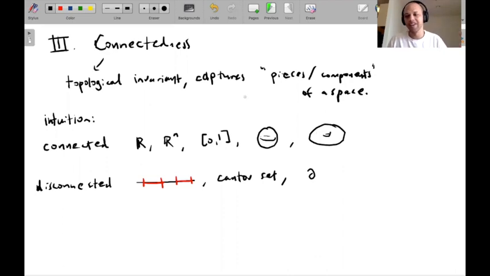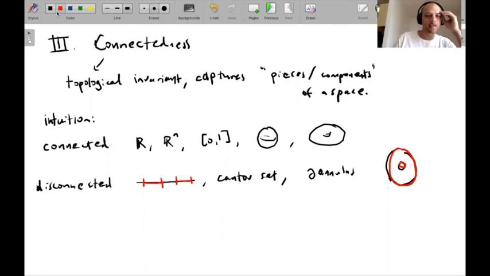Disconnected spaces are kind of boring because they're unions of connected spaces. So I could say the union of a sphere and a torus, or maybe something like the boundary of an annulus is disconnected because it's two circles here. There's two pieces to the boundary. Okay, so this is the notion that we will want to formalize and understand. So let me just give you the definition, and we'll work with it a little more next time.